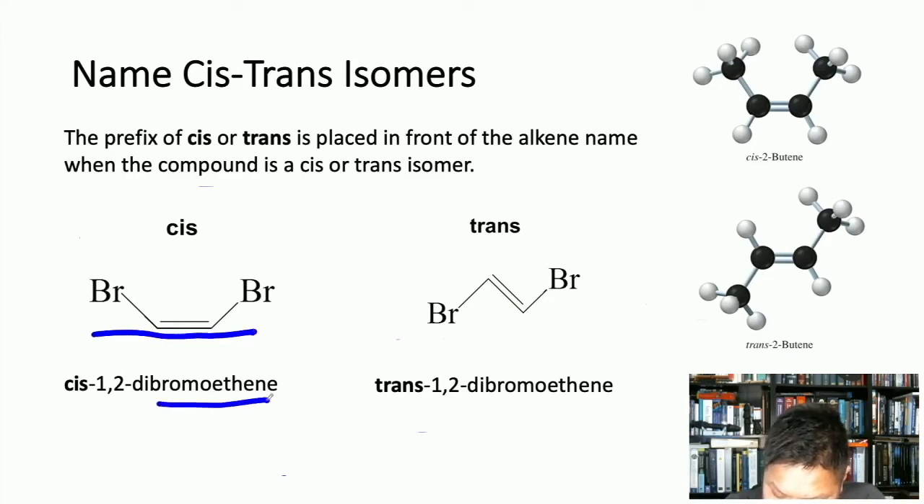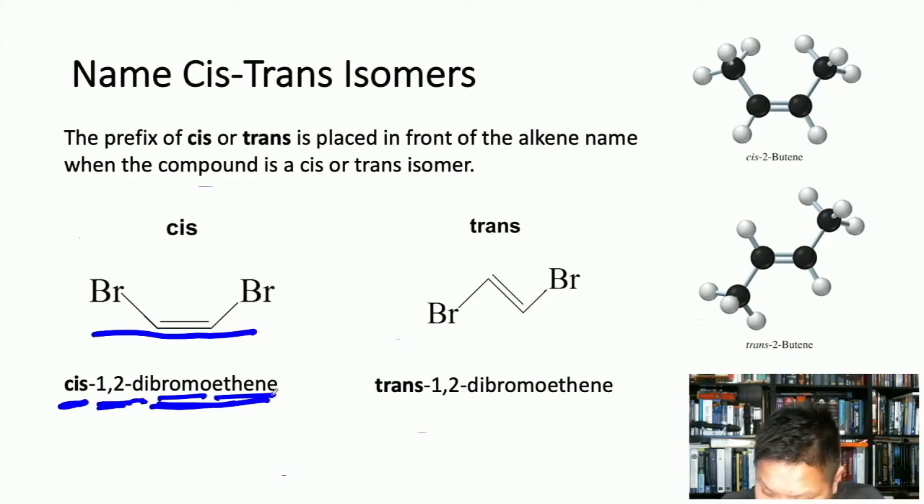Right? Sorry, I said that backwards. Cis 1,2-dibromoethene, right? Cis because they're on the same side, 1,2 because they're on the first and second carbon, di because there's 2 bromos, right? 2 bromines, which are bromos because they're substituents, right? And then ethene because there are 2 carbons connected with a double bond.